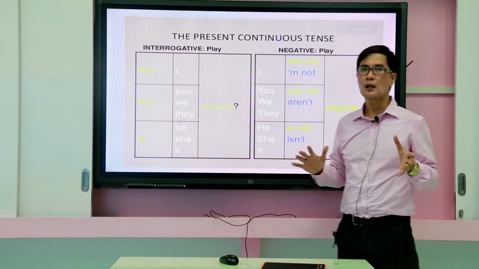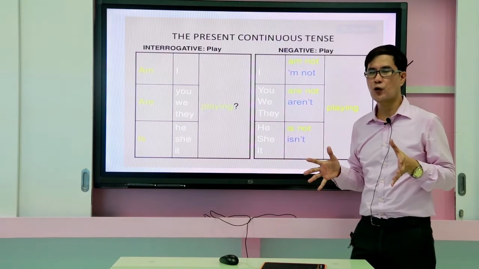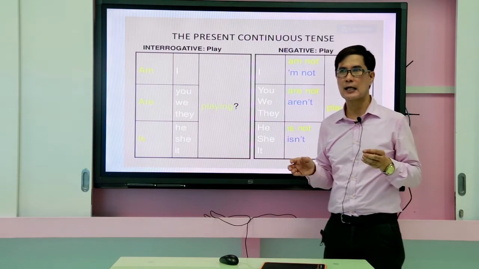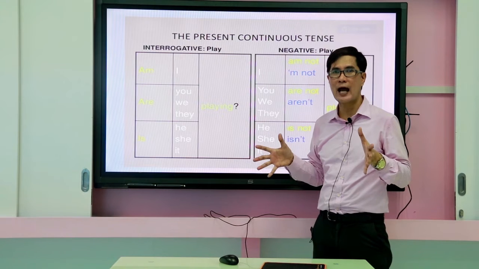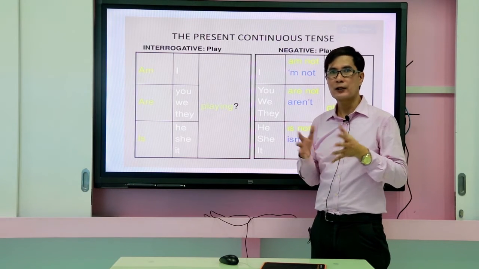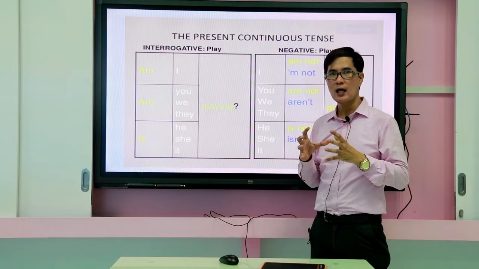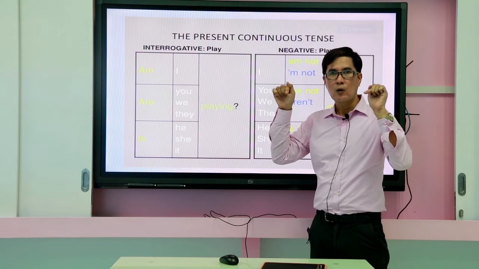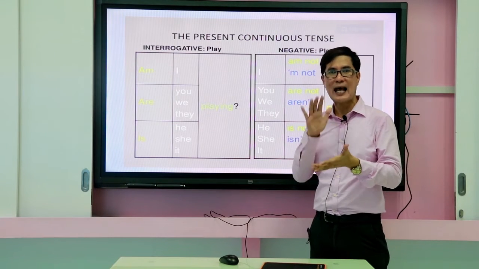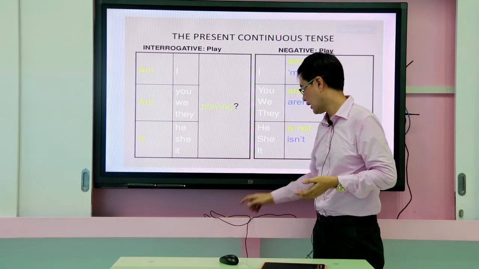Again, I just hope that you are getting the idea that the description we're having for this lesson, for this activity, is how you view the activity which is happening right now.